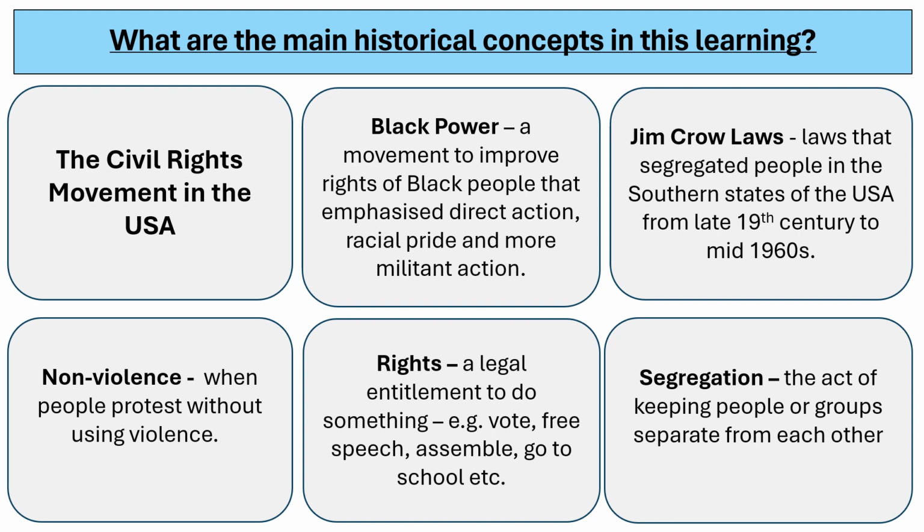The main historical concepts that we're going to think about in this learning are the idea of Black Power, which is a movement to improve the rights of black people that emphasised direct action, racial pride and more militant action. Jim Crow laws were laws that segregated people in the southern states of the USA from the late 19th century until the mid-1960s. Non-violence is when people protest without using violence.